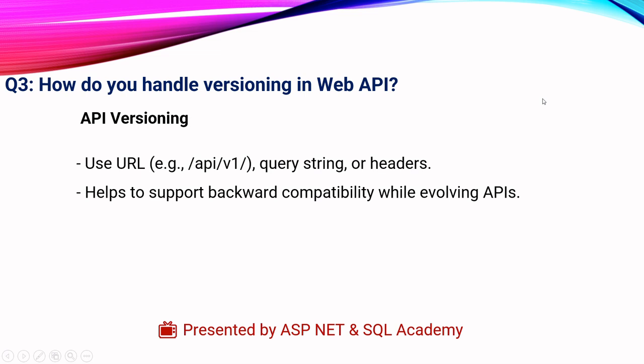API versioning allows you to evolve your web API without breaking existing clients. This can be achieved using URL segments like /api/v1, query strings, or custom headers to differentiate between versions.